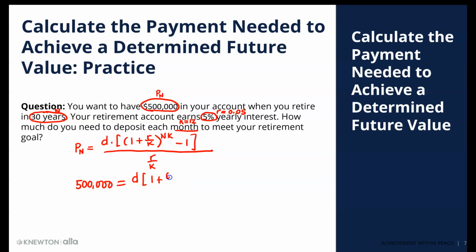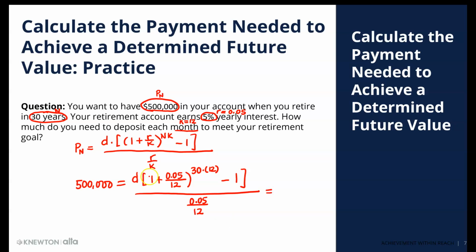So your R is 0.05 over K, which is 12, raised to 30, that's the number of years, times 12, that's the number of compounding periods, minus 1, divided by 0.05 over 12. And then you simplify this, plug this into your calculator.